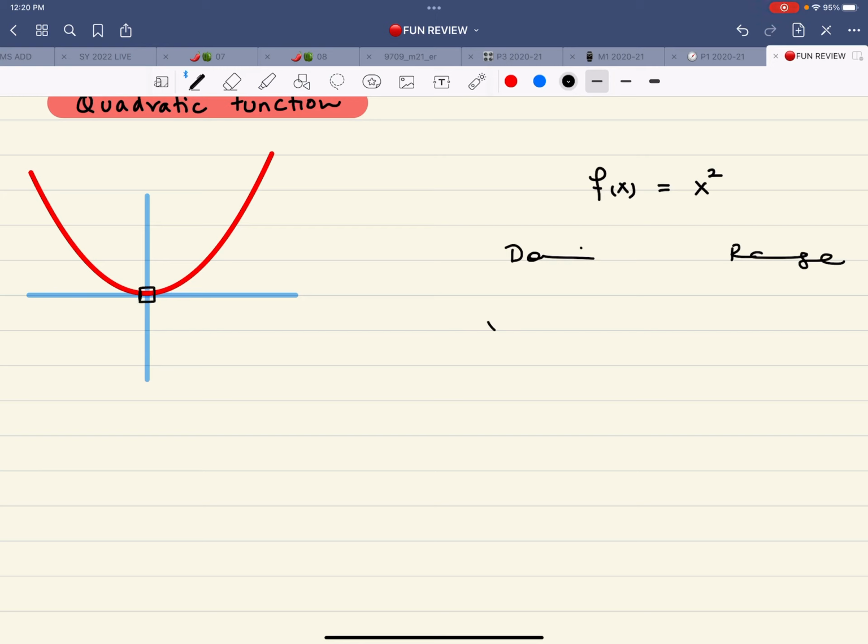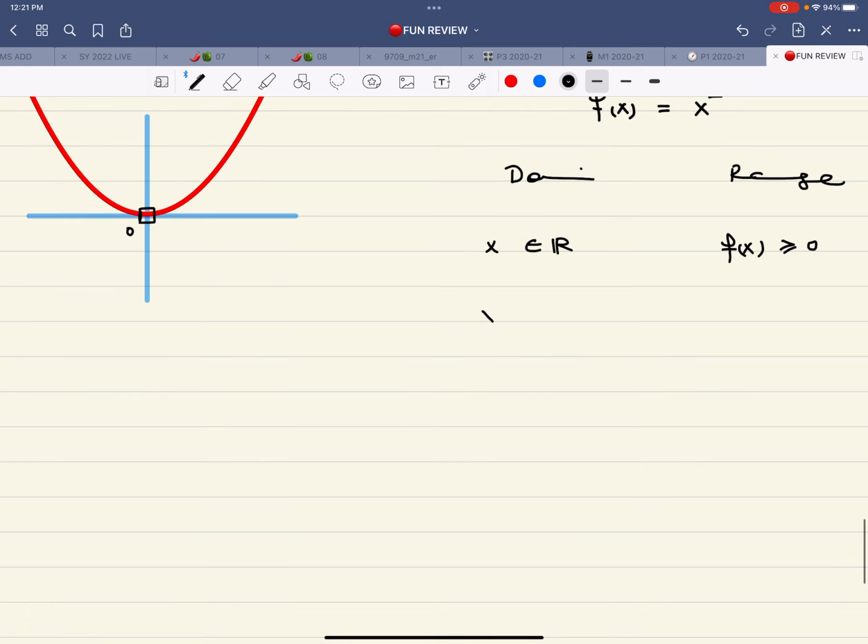If the domain is all real values of x, then look at the graph. That is the main thing. Look and then decide. The lowest y value is 0. All the other values are above it. So therefore, f(x) is greater than or equal to 0. Agreed?